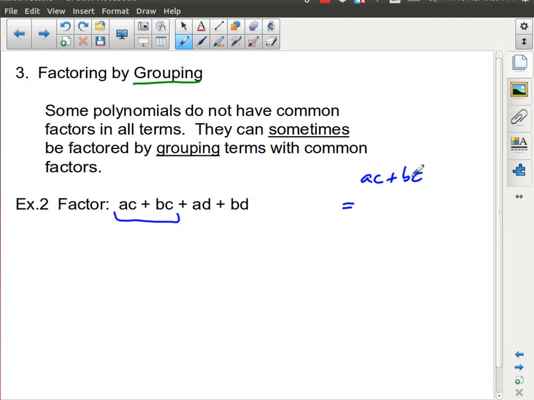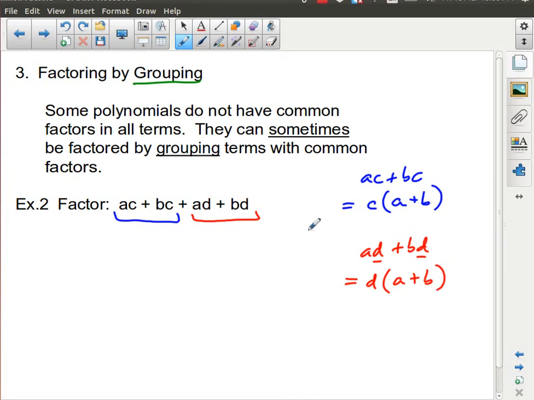So what's common between AC and BC? That's the letter C. And what happens when I divide AC by C? That's just going to leave behind an A. Plus, what is BC divided by C? That's just going to leave behind a B. The next group I'm going to do is AD plus BD. What's common here? The D's are common. So I put the D, and what happens when I take AD divided by D? That gives me A. And what is BD divided by D? That gives me B.